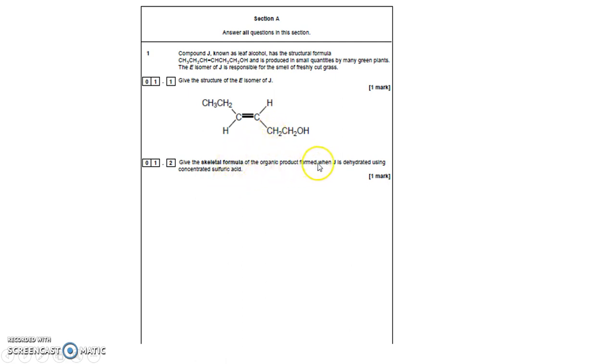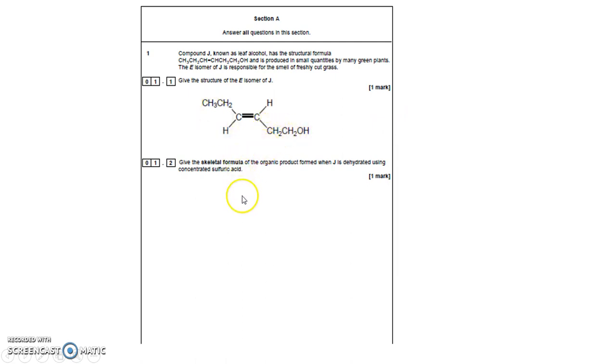Draw the skeletal form of the organic product when J is dehydrated using concentrated sulfuric acid. Well, you've got to know what the word dehydrated means. Concentrated sulfuric acid removes water. The way that it removes water is, if you look at these two carbons here, on one carbon it removes an H, and on the other carbon it removes an OH. So it happens when two carbons have an OH on one side and an H on the other, and when that H and that OH are removed, it makes water, and between the two carbons you get a double bond.